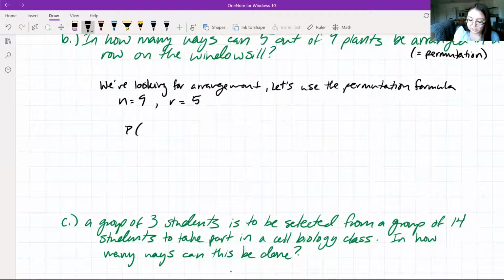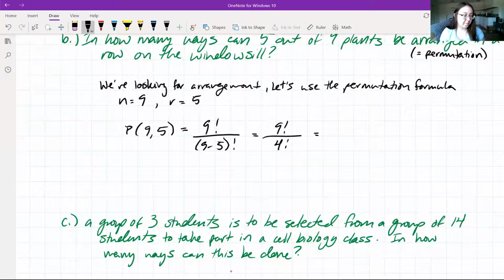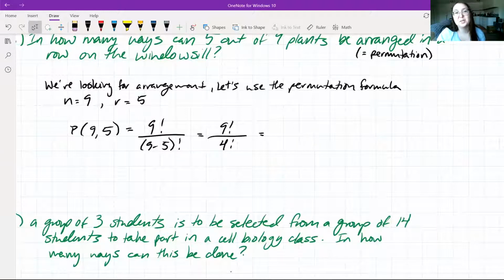Then we know our permutation formula of n comma 5 is going to be equal to n factorial divided by n minus 5, sorry, 9 minus 5 factorial. So 9 factorial divided by 9 minus 5 factorial. I think because I started at the letter n, I just said n. But yeah, we have 9 factorial divided by 4 factorial. 9 minus 5 is going to be 4 factorial. So you can either plug this into your calculator using a graphing calculator or an online calculator and solve for this value. I'm going to write it out by hand.